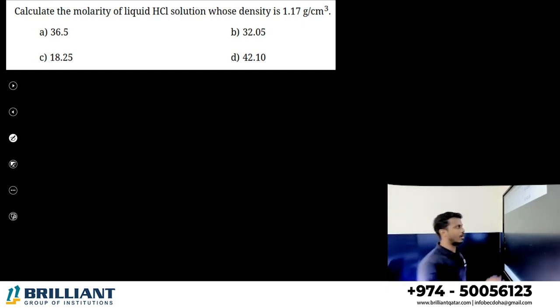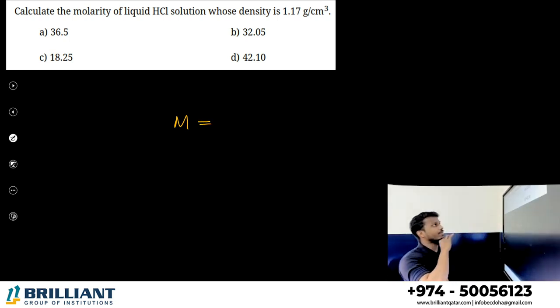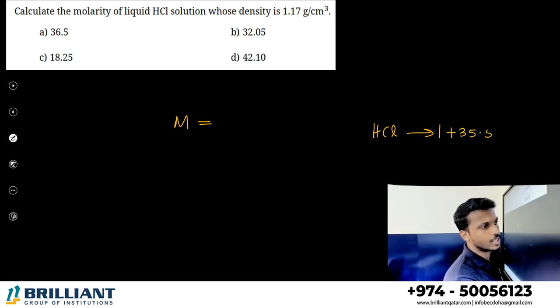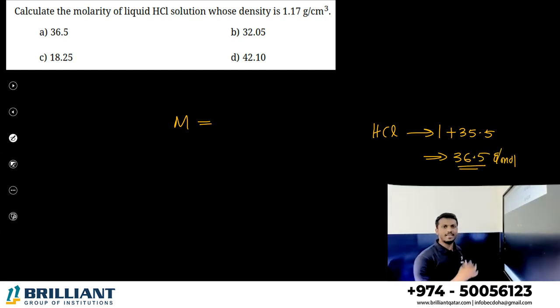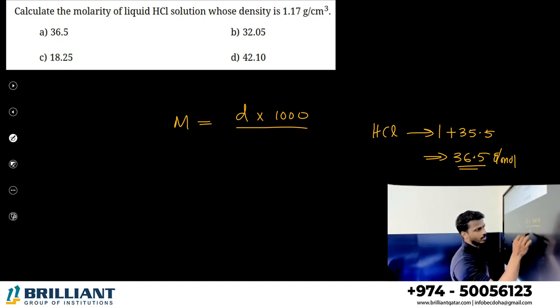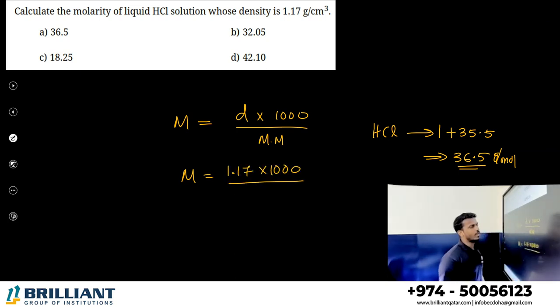Molarity, density is simple to calculate here for a system. Molarity is equal to the... what is the system given? HCl. What is the mass of HCl, dear all? One hydrogen mass is 1, chlorine mass is 35.5, that's equal to 36.5 gram per mole, right? Molecular mass of HCl. Molarity is calculated if density is given, we can say density into 1000 divided by the molecular mass. So molarity is equal to density given 1.17 into 1000 divided by what is the molecular mass of HCl?